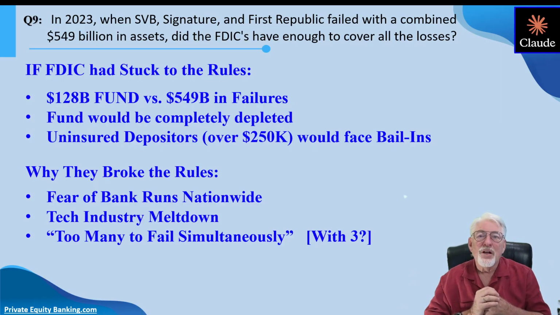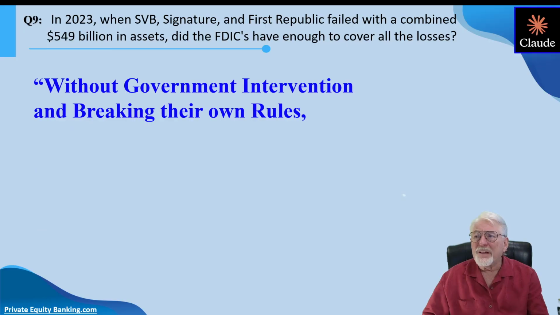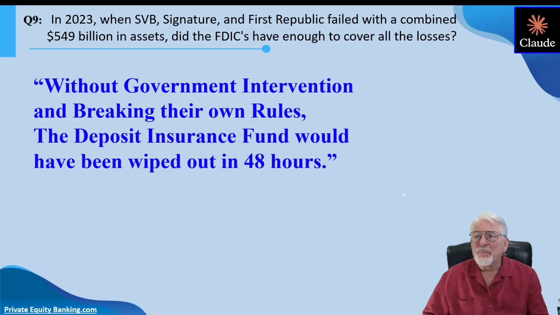3. 3 banks. 3 roller rinks in America are struggling. Oh my gosh, the roller skating industry is going to fall apart. We must save it. But 3 banks failing simultaneously meant the federal government had to step in. Without government intervention and breaking their own rules, the Deposit Insurance Fund would have been wiped out in 48 hours. Again, that is a direct quote from Claude.